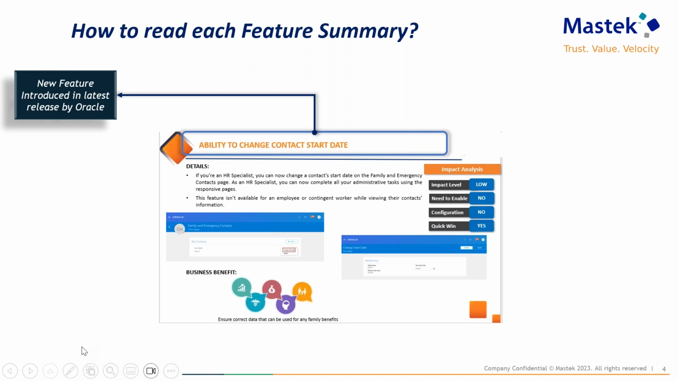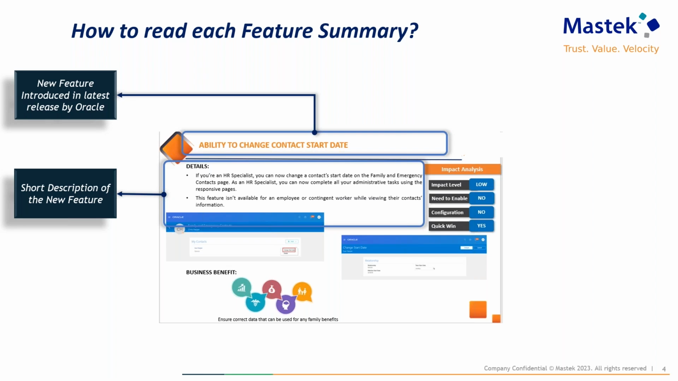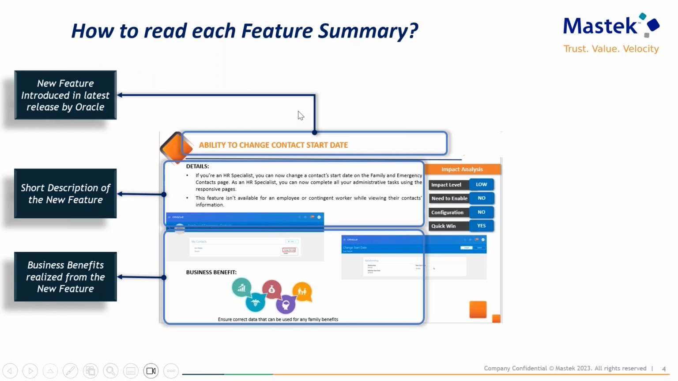So this is to give you a glimpse of how we have crafted the structure of this session. List of new features coming to 24C, detailing on features so you get a brief understanding of what the new features are all about. Next one is the business benefits and important takeaways for you as a decision maker.